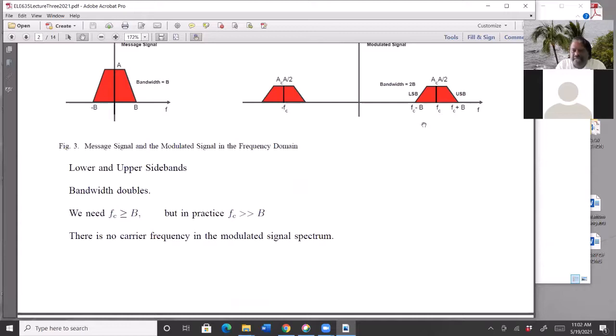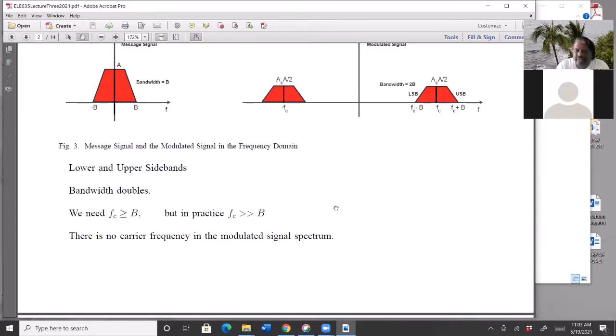Now you can immediately see that if fc is less than the bandwidth, this is going to cross over the vertical axis, and things are going to get mixed up. But this is not a real issue because for audio, the maximum frequency is 20 kilohertz. Radio usually has carrier frequency starting at 450 kilohertz. So in practice, this is much higher than this. So we don't usually worry that much about this.